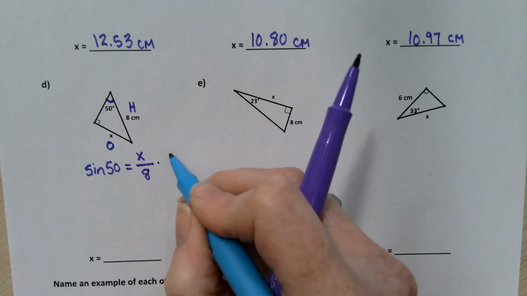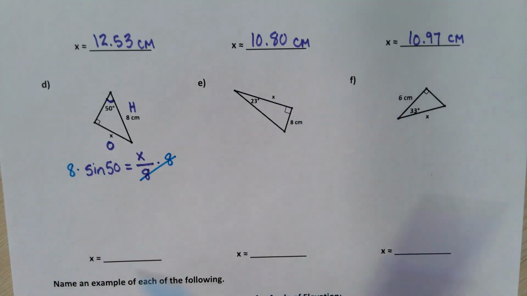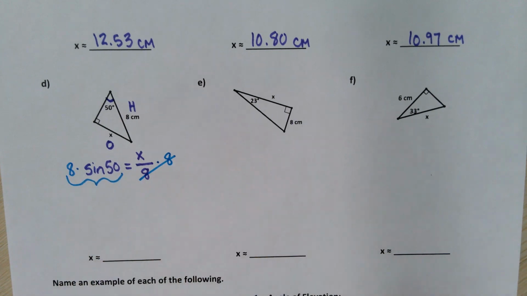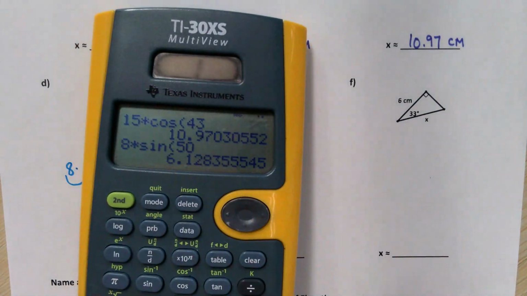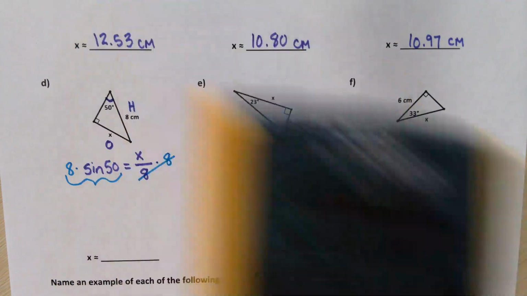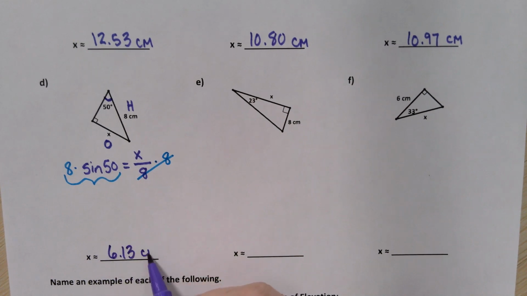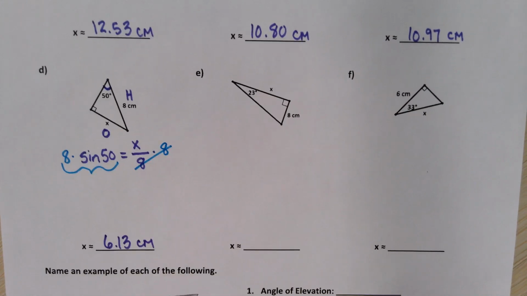We can get the x isolated by multiplying both sides by 8, which means my calculator is going to do 8 times the sine of 50. That's going to respond with 6.128. 8 tells me to round that 2 up, so 6.13 centimeters as my rounded answer for x.